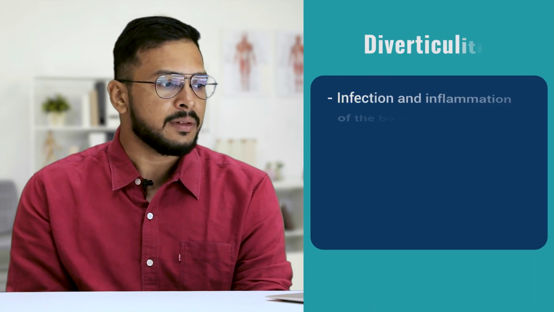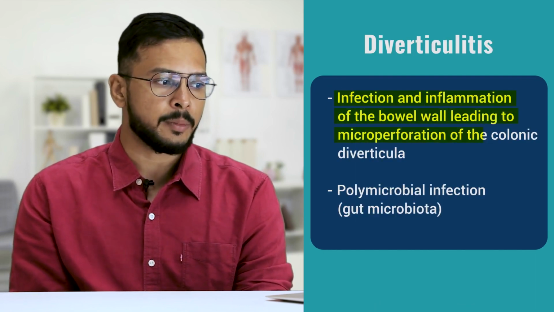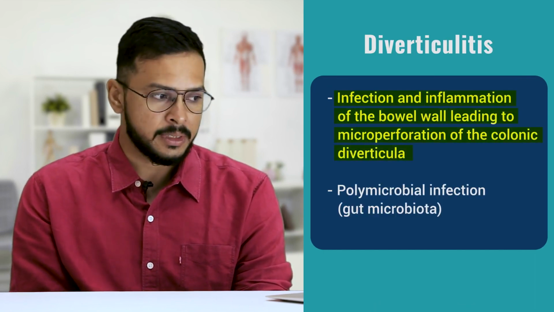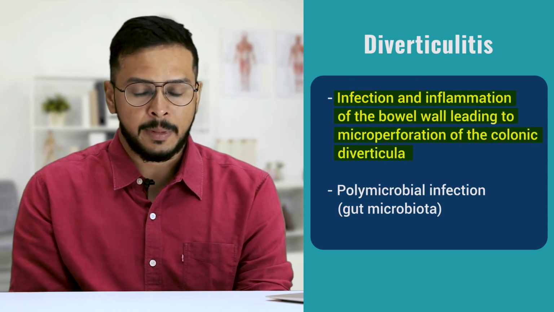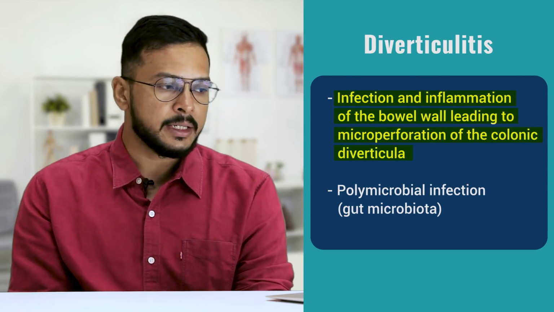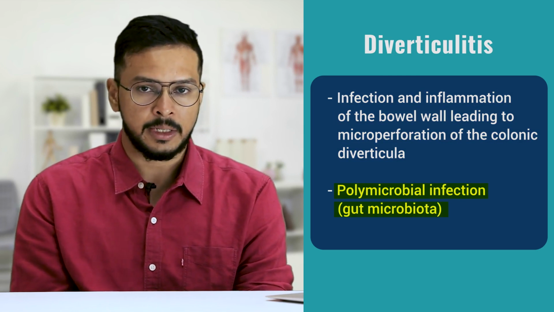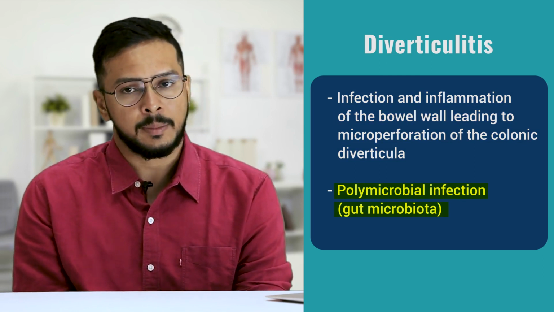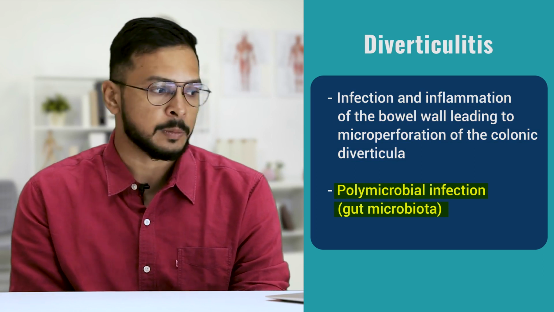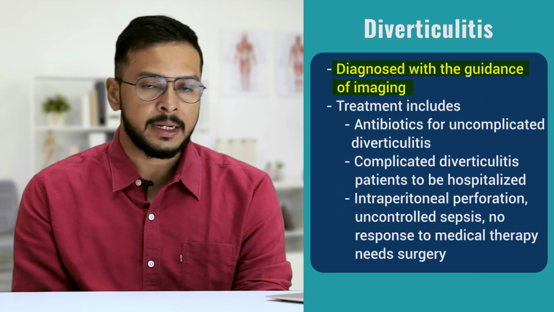Moving on to diverticulitis. Diverticula are small outpouchings in the large intestine which can get infected. So infection and inflammation of the bowel wall leading to microperforation of the colonic diverticula is the basic pathogenesis of diverticulitis. And this also has a polymicrobial etiology, which is basically from the gut microbiota, which includes gram negatives, plus or minus gram positives, and anaerobes. It is usually diagnosed with guidance of imaging.